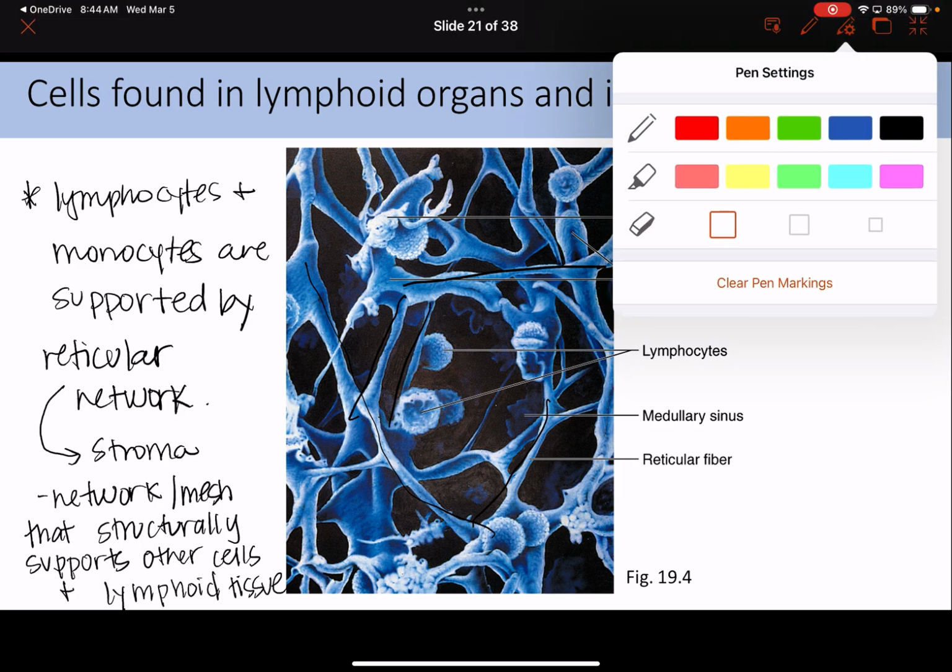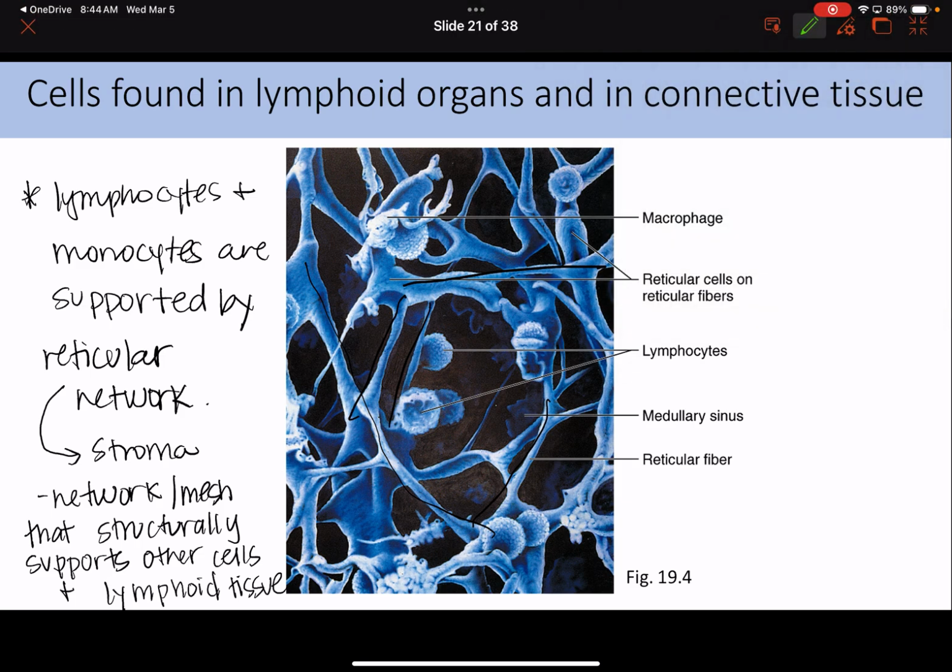I guess black wasn't the best color to use on this, but you can see all these fibers throughout are there so that the lymphocytes and monocytes have something to be supported or anchored to. So reticular cells make the reticular fibers for the reticular network that gives them structural support.